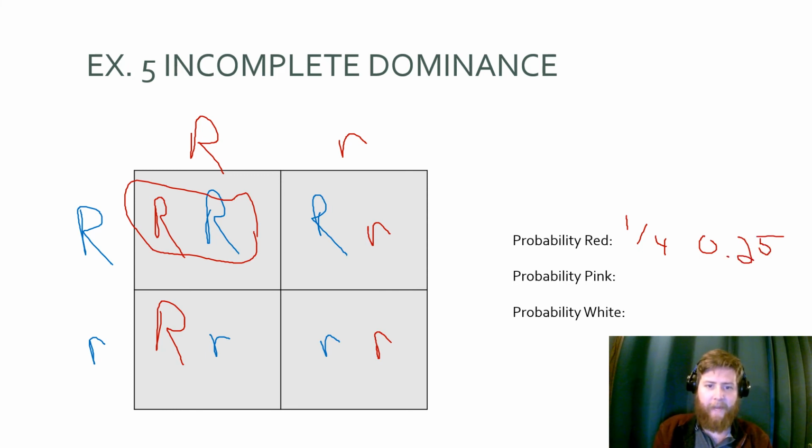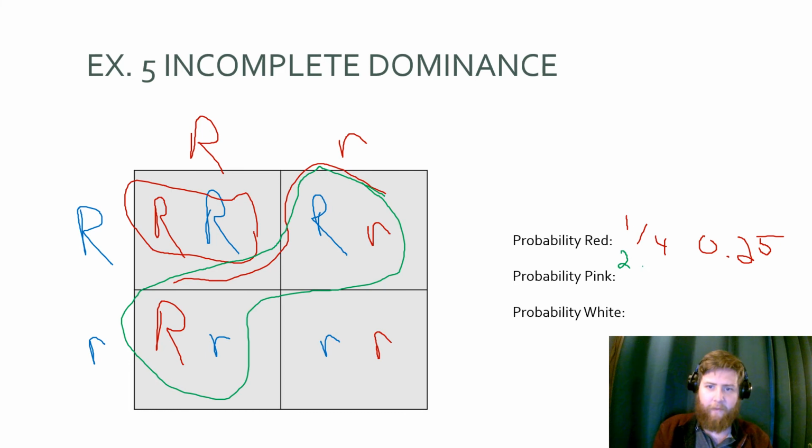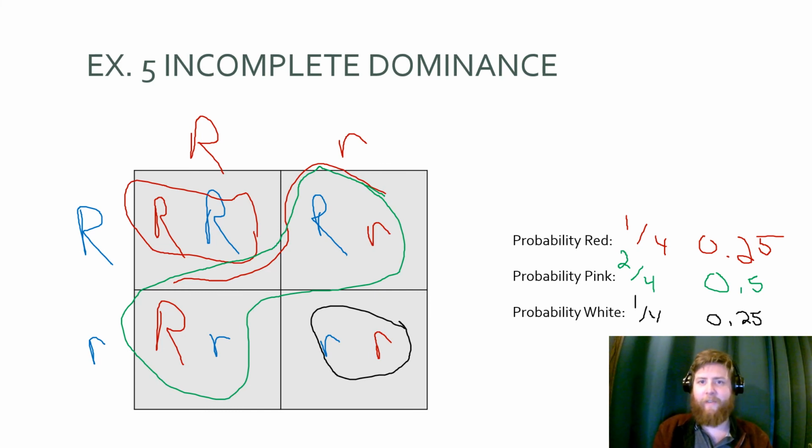The probability of pink: these two, let's use a different color. These two here are pink. They have that big R, little r. So the probability of that was 2 out of 4, or 0.5. And the remaining one has to be white. You have to use 100% all the time. So it's 1 out of 4, which is 0.25 probability there. That's how you do some incomplete ones there.